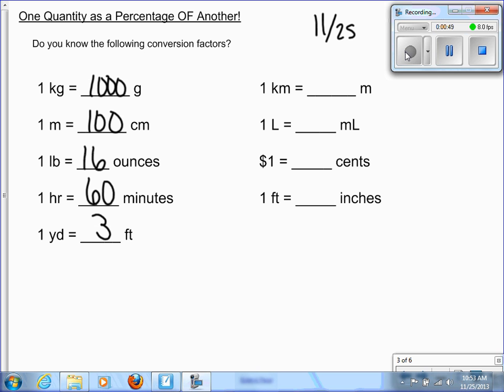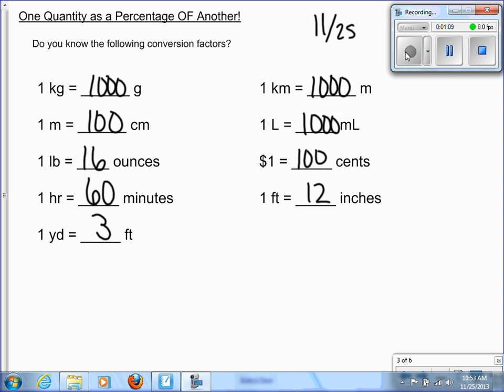1 kilometer equals how many meters, Maya? 1,000. 1 liter equals how many milliliters, Ryan? 1,000. And $1 equals how many cents, everybody? 100. And 1 foot equals how many inches, everybody? 12. All right, very good.